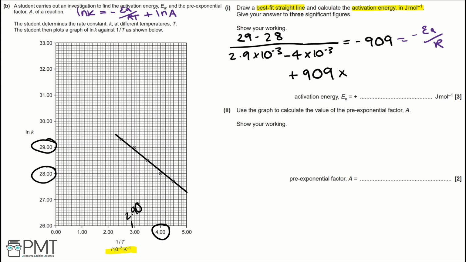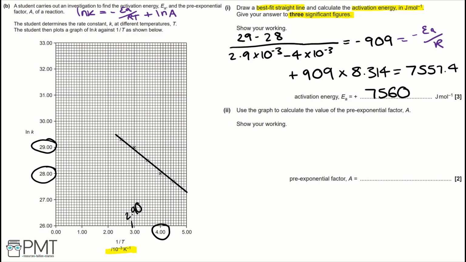You also get given this rearranged formula of the Arrhenius equation in your data sheet that we've used to plot this line. And that constant is 8.314, which gives you an activation energy value of 7,557.4. But we're asked in the question to give our answer to 3 significant figures. Therefore, that makes our final answer 7,560 joules per mole.